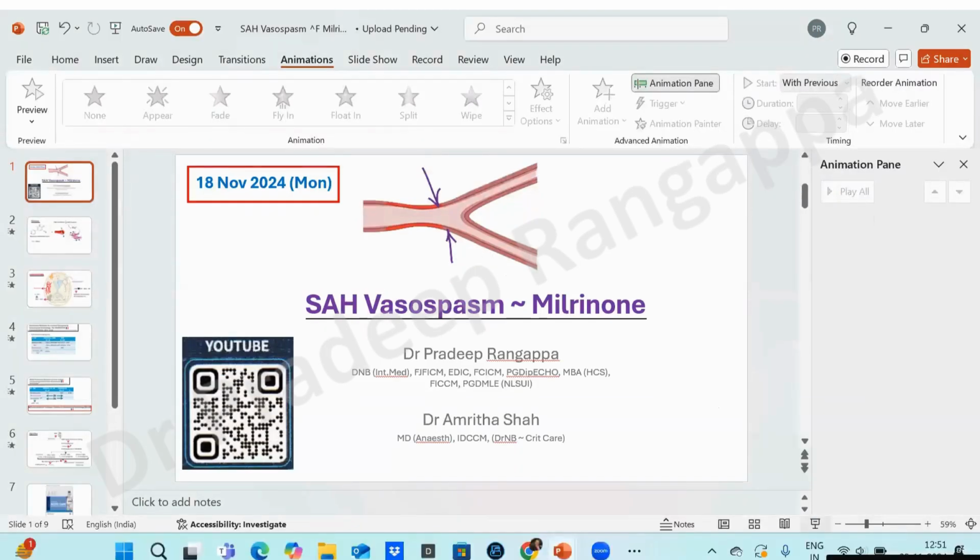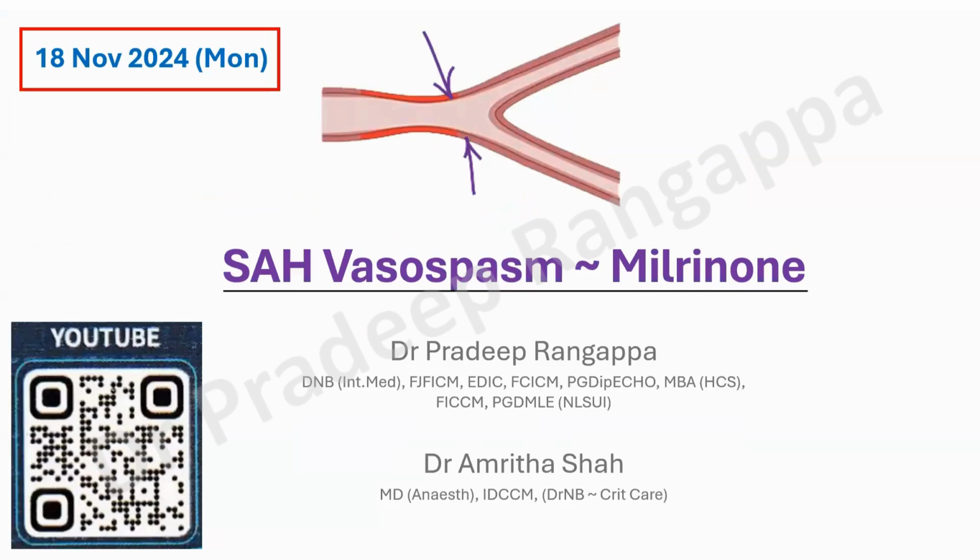Hello friends. So I'll just give a very brief overview on the role of milrinone in subarachnoid hemorrhage vasospasm. There are a lot of drugs that are used for vasospasm. Of late, I'm sure many of the listeners would know that milrinone is commonly used. So we just thought to look into what's the current prevailing evidence.